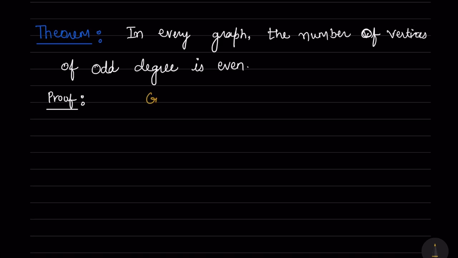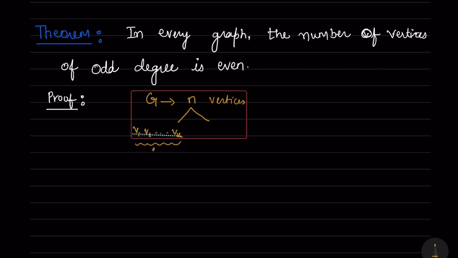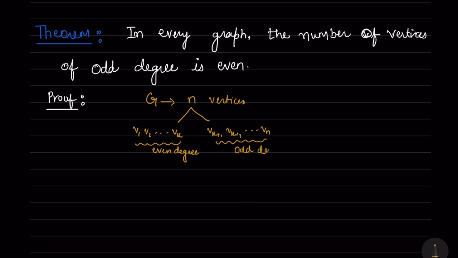We have a graph G, and this graph G has n vertices. Okay, so we have two types of vertices. Some vertices are of even degree and some vertices are of odd degree. So I am taking here v1, v2, up to vk as vertices of even degree. These vertices have even degrees, and vk+1, vk+2, and so on up to vn, these vertices are of odd degree. Okay, and we have a total of n vertices.